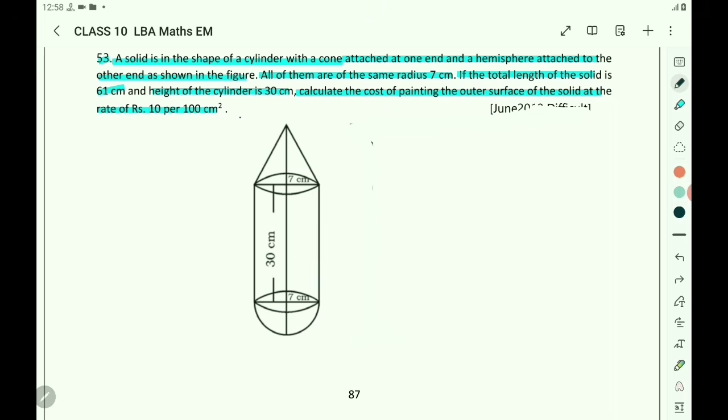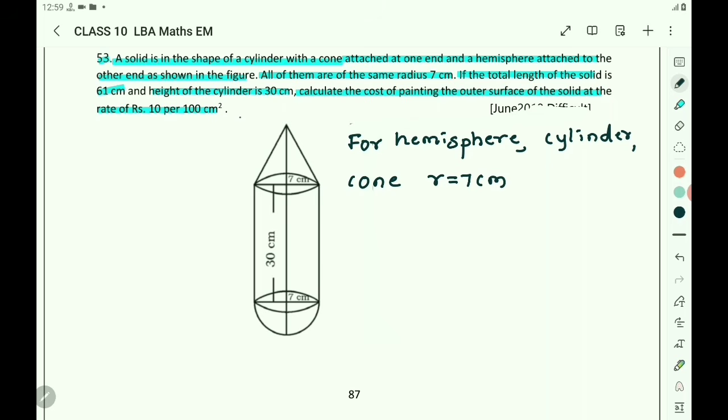Then you write for hemisphere, cylinder, cone, r is equals to 7 cm. All of them are of the same radius, that is r is equals to 7 cm for cone, cylinder and hemisphere.